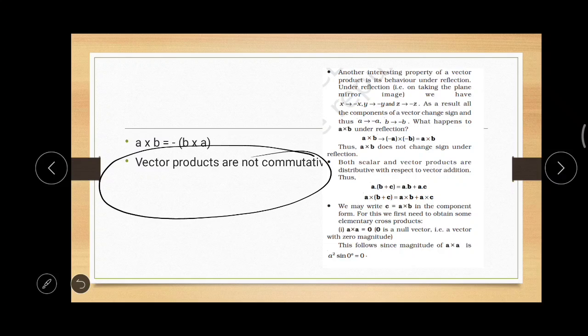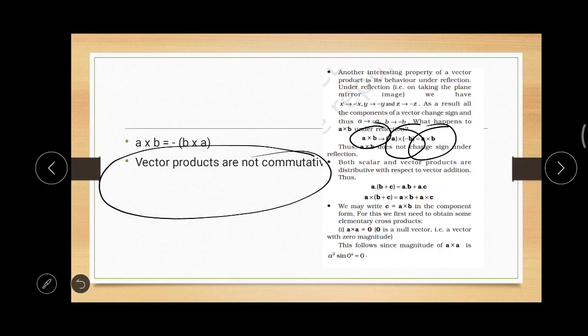the image formed of the vector product. That is, if you are taking the image of a, it is minus a, and the image of b is minus b, then a cross b, and its image will be minus a cross minus b, that will be a cross b only. That is, there is no change in the reflection, there is no sign change under the reflection.